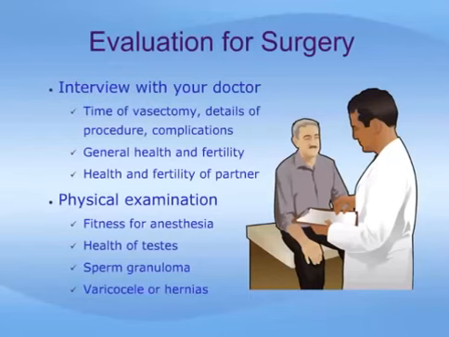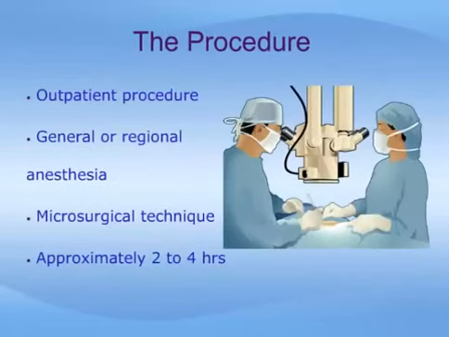The evaluation for vasectomy reversal begins with an interview with your urologist, who will ask questions about the time of vasectomy, the details of the procedure, and any complications that may have occurred. You will also be asked about your general health and fertility, as well as the health and fertility of your partner. A physical examination will then be performed to assess your fitness for anesthesia, the health of the testes, the presence of scar tissue called a sperm granuloma, and the presence of any varicoceles or hernias. The procedure itself is performed on an outpatient basis, meaning that you do not need to be admitted to the hospital overnight.